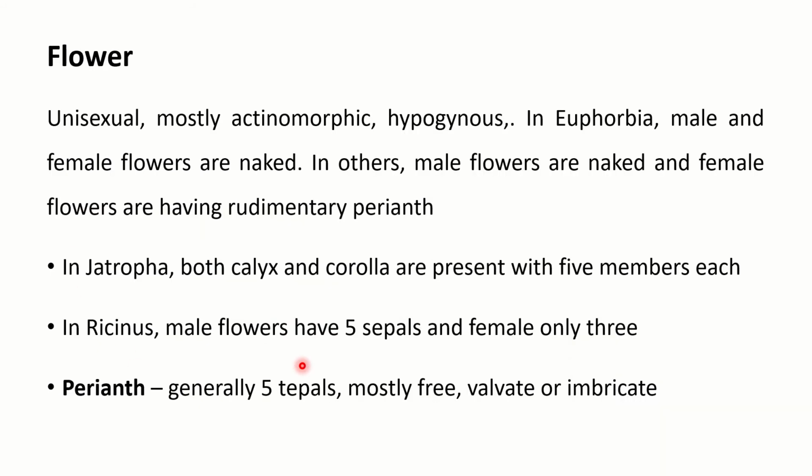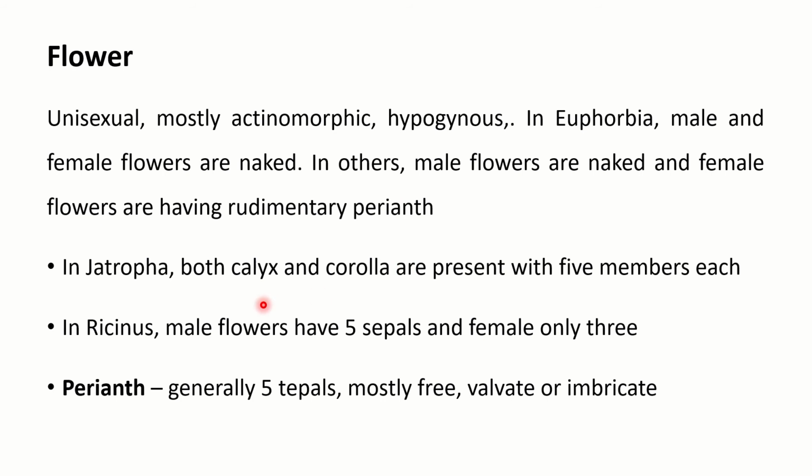Then we'll come to flower. Flowers are pedicellate, bracteate, actinomorphic, regular, incomplete, unisexual and hypogynous. Hypogynous means what you know? The ovary is superior. In Euphorbia, male and female flowers are naked. Please note this. In others, male flowers are naked and female flowers are having rudimentary perianth.